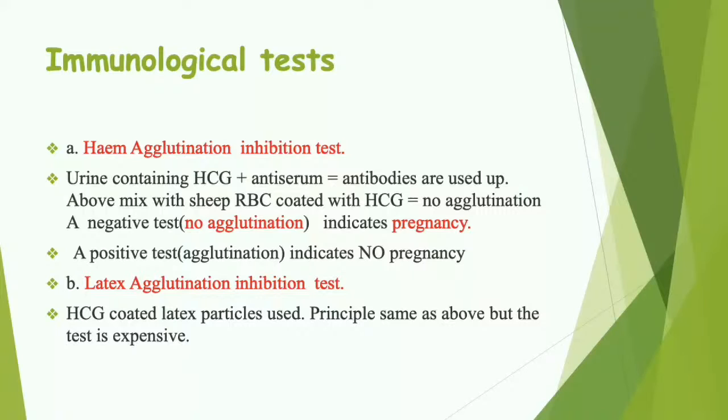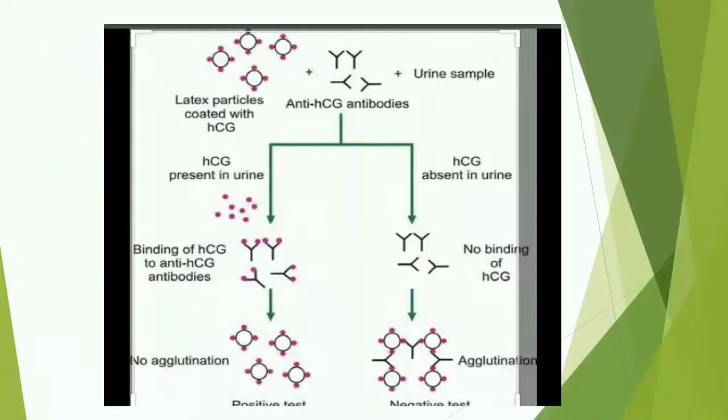So you have the first classification, what is known as the agglutination inhibition test, right? Now something is going to be agglutinated, but then you say positive or negative according to this agglutination inhibition. Now if you use RBC coated HCG, then we use the term hemagglutination inhibition test. But if we are using latex particle, we use the term latex agglutination inhibition test.